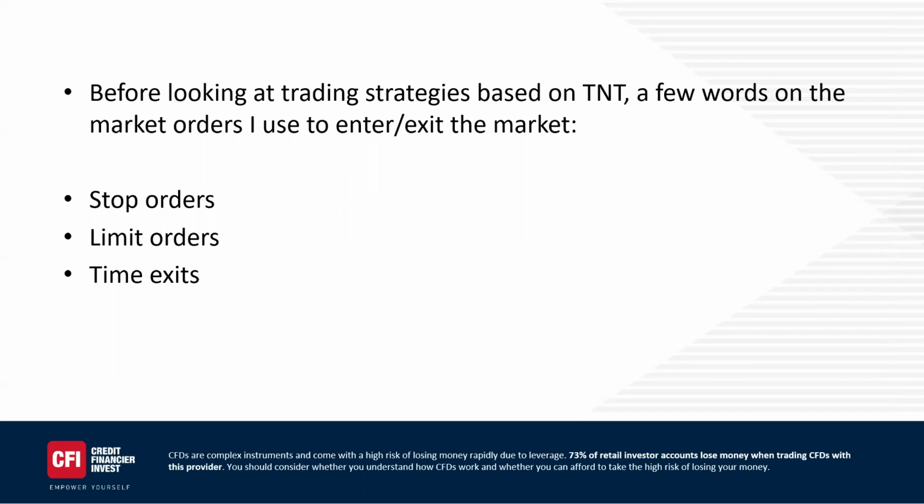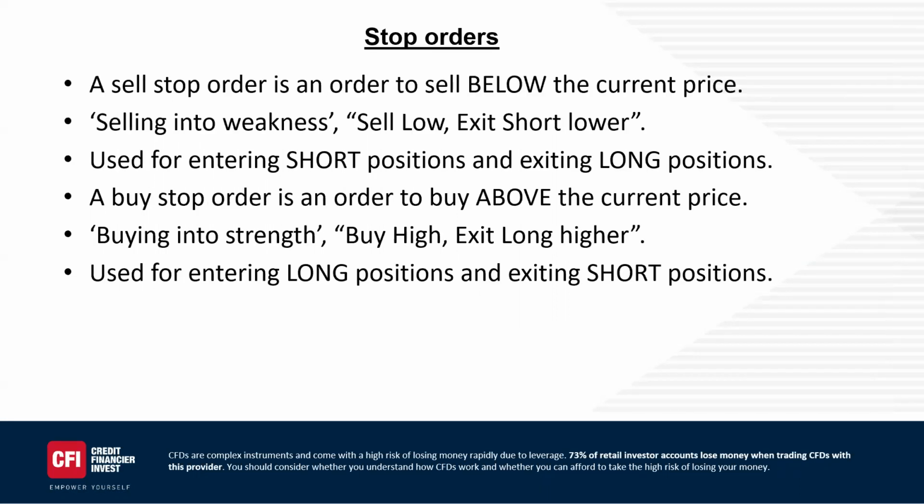Now, many of you will be familiar with stop orders and limit orders, but perhaps not so much with time-based exits. So just to recap, a stop order is an order to trade at a level away from the current price, at a less advantageous price, one would normally say. So a sell stop order is an order to sell below the current market price. So the price is, for example, at 150. You're looking to sell the market at a price of, say, 140. So you're looking to sell the market if it goes down. You're looking to sell below the current price.